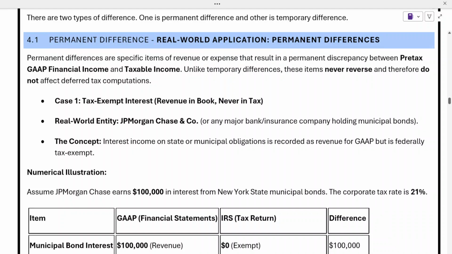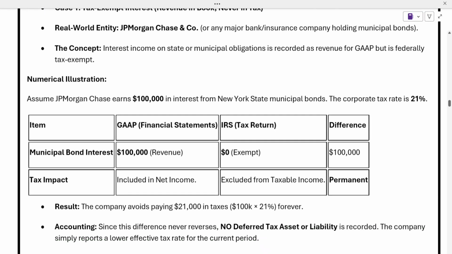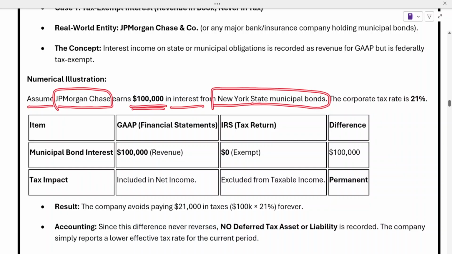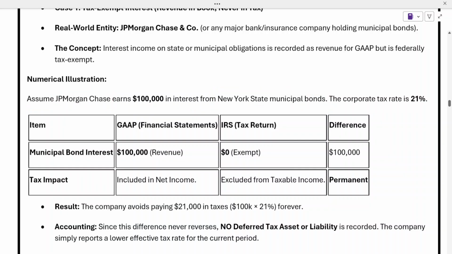Now, permanent difference is, let's see the example first and then we will come to the concept. So assume that a JP Morgan Chase company earns $100,000 in interest from a New York State Municipal Corporation bond. Now, this company has earned this $100,000. In your books of accounts, in your GAAP books, you will show this income, right? You will say, yes, I will show. So this municipal bond interest will be shown as a revenue in your books of accounts.